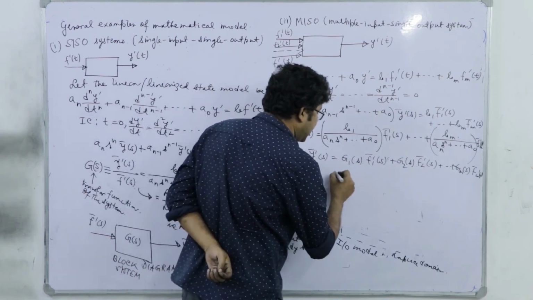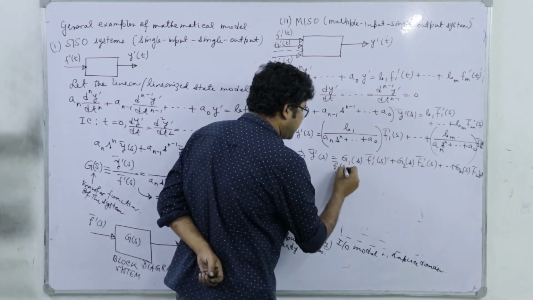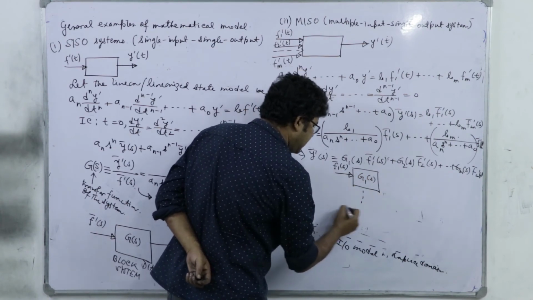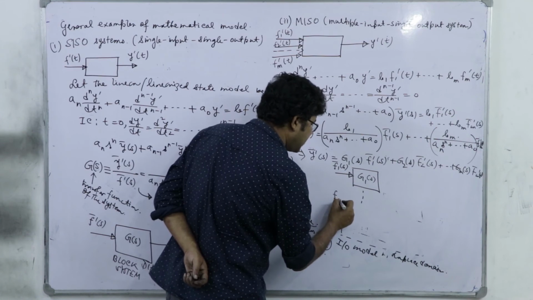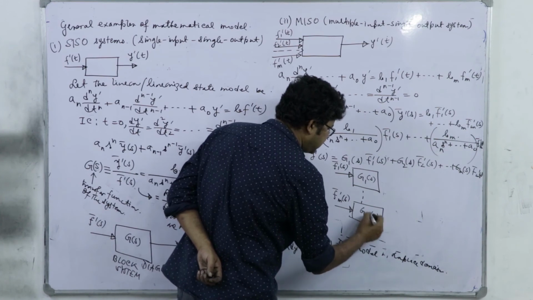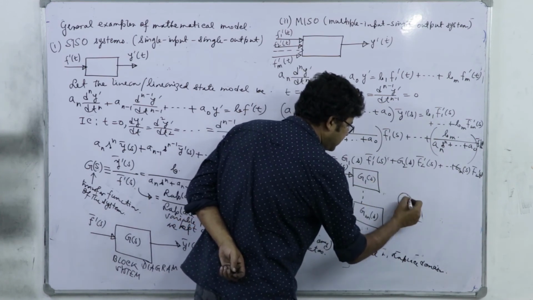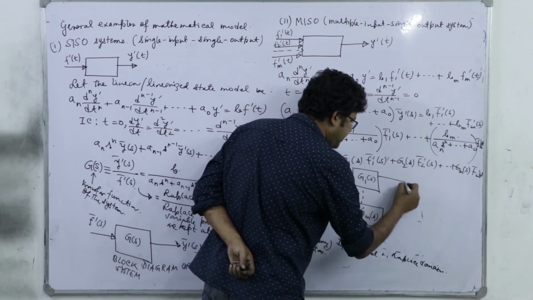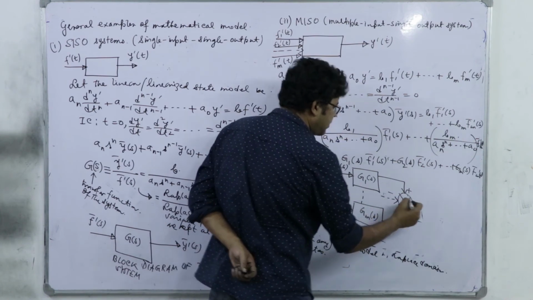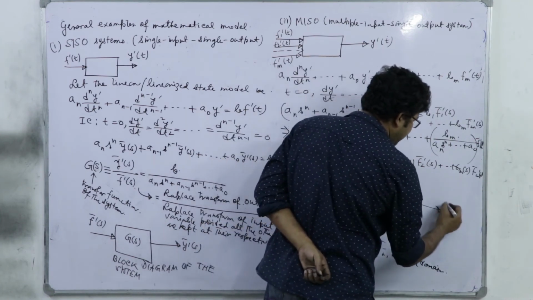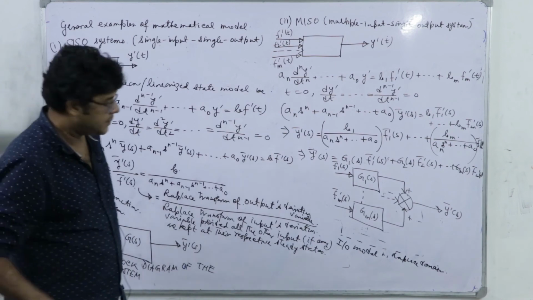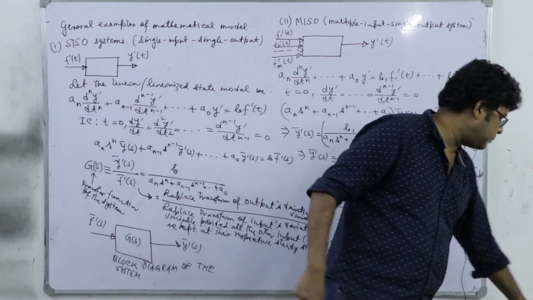So, the respective block diagram is F1 prime bar S, here we have G1S, and similarly Fm prime bar S, where it is GmS. So, there is an adder, and finally producing the output y prime bar s. So, that is the input output model of the multiple input single output system.